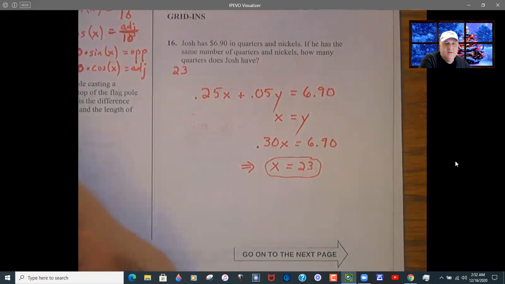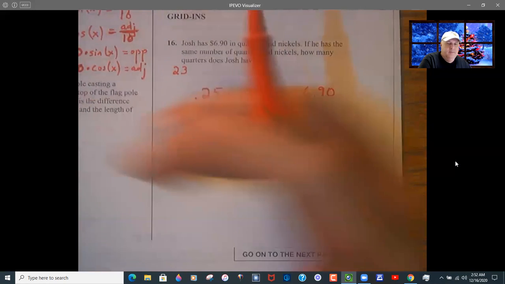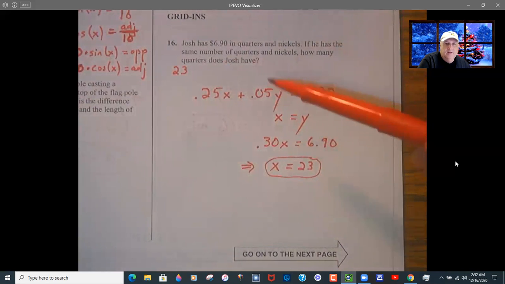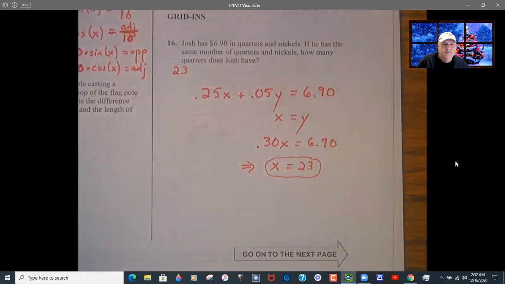This isn't too bad. You have to realize he has the same number of quarters and nickels. How many quarters does he have? These are equal, so you can replace, I just put x where y was. This is a system of equations. Okay, so you see the money amounts here.